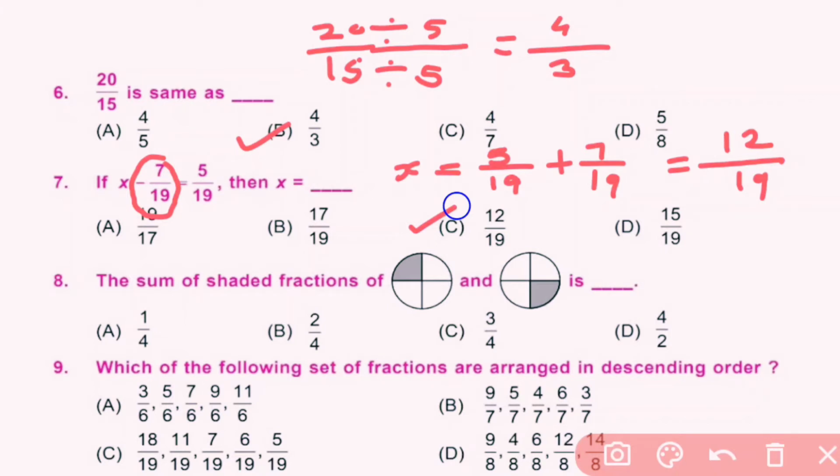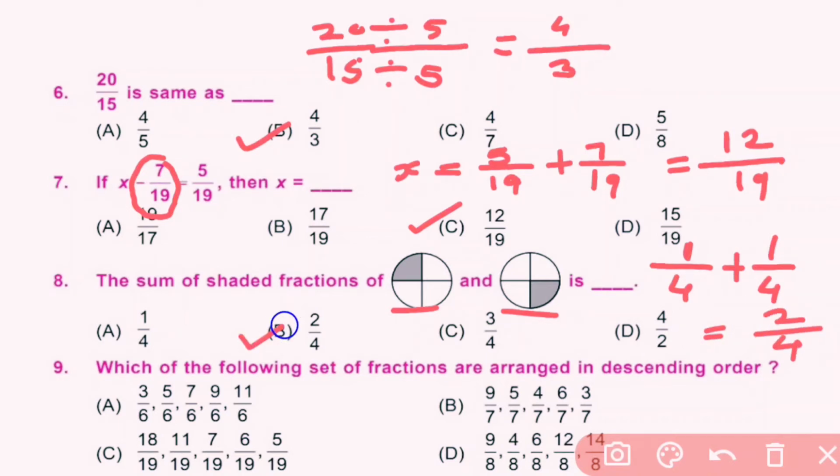The sum of the shaded fraction of this and this is, now the first figure showing 4 equal parts, out of 4, 1 is shaded. Sum means addition. And the second figure showing total parts 4 and out of 4, 1 part is shaded. So here denominators are the same. So we add 1 plus 1, 2. Here B is the right answer.